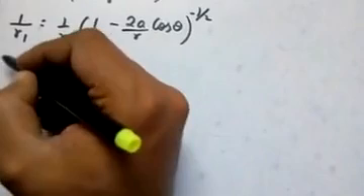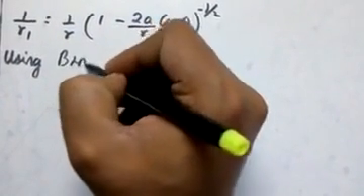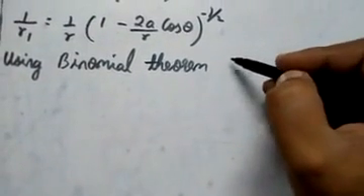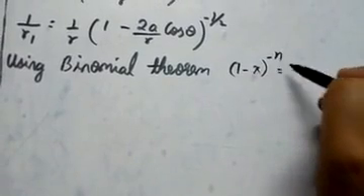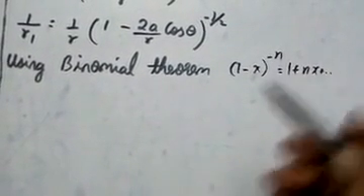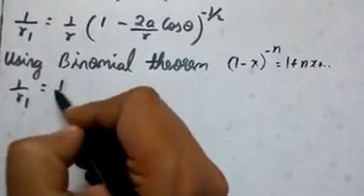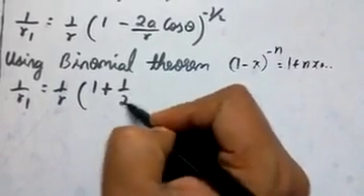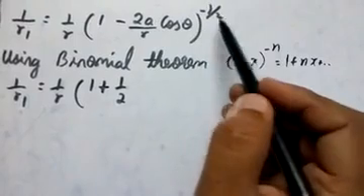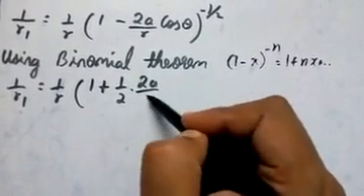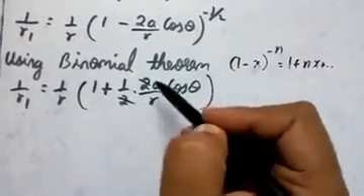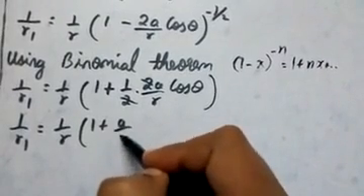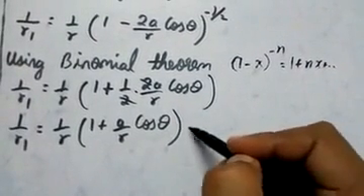Now we can use the binomial theorem here. Using the binomial theorem, let us see what we get. In the binomial theorem we can use the formula 1 minus x power minus n equals 1 plus nx, neglecting the higher terms. So I'm going to use it here. We have 1 by r1 is equal to 1 by r into 1, minus and minus become plus, plus 1 by 2 into, say this is n and this is x, so I brought this n inside, into 2a by r cos theta. 2 and 2 will cancel, so we are left with 1 by r1 is equal to 1 by r into 1 plus a by r cos theta. Let us name this equation 2.